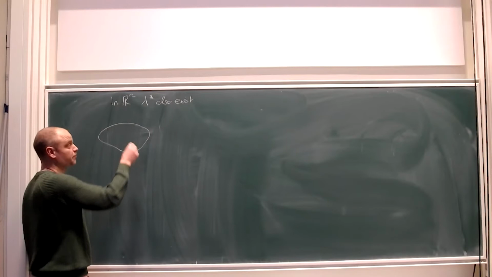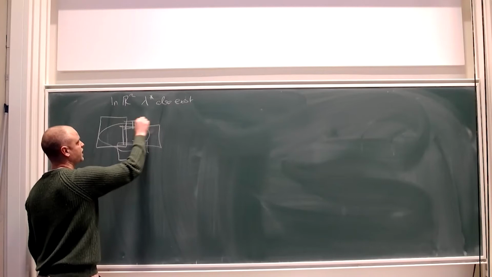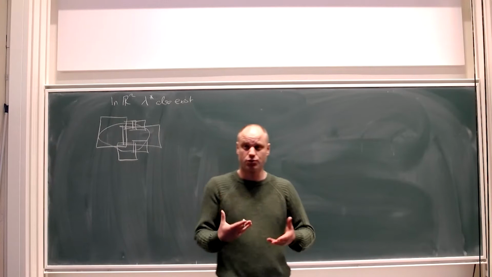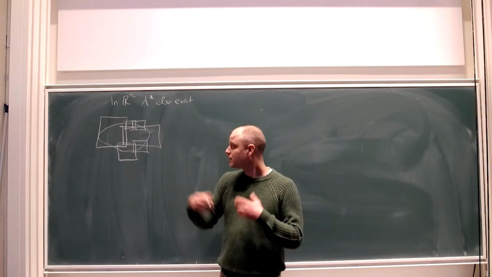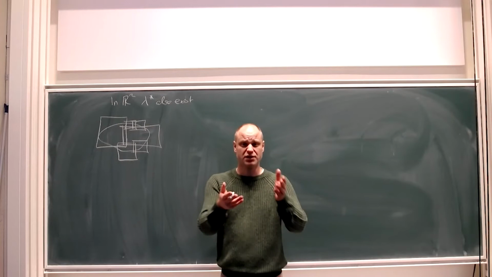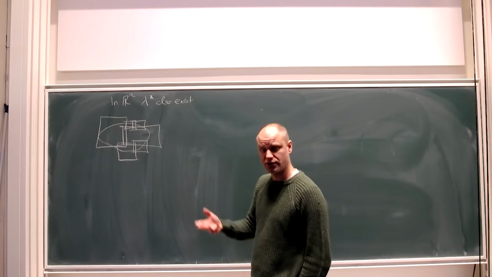If we have some sort of set, I can always cover it with some rectangles. For rectangles, I know what the size is, the intuitive meaning of size: we just multiply the side lengths. So if I have a bunch of rectangles covering my original set, I can sum up their areas, and then I take the infimum over all possible coverings with rectangles. If you're in three dimensions, you do the same with cubes or boxes, whatever the counterpart of a rectangle is called in three dimensions. So the construction is exactly the same in all of these cases.